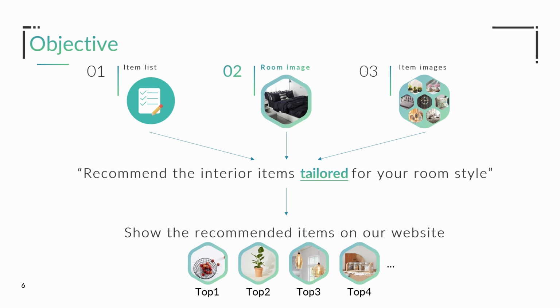This is our objective. We're going to collect three different kinds of data. First, an item list of the user-owned items. Second, a room image. Third, item images. With these data, we're going to recommend interior items tailored for your room style, and then we show the recommended items on our website.